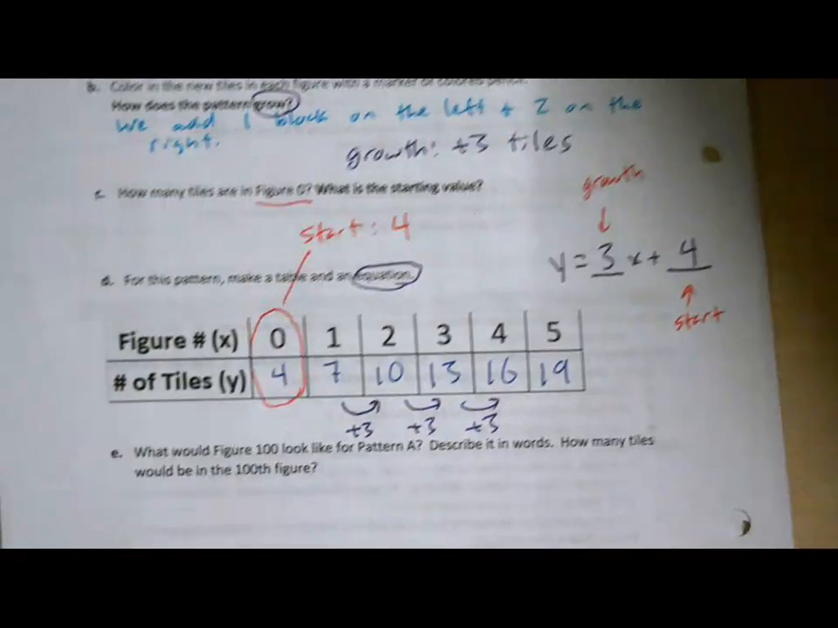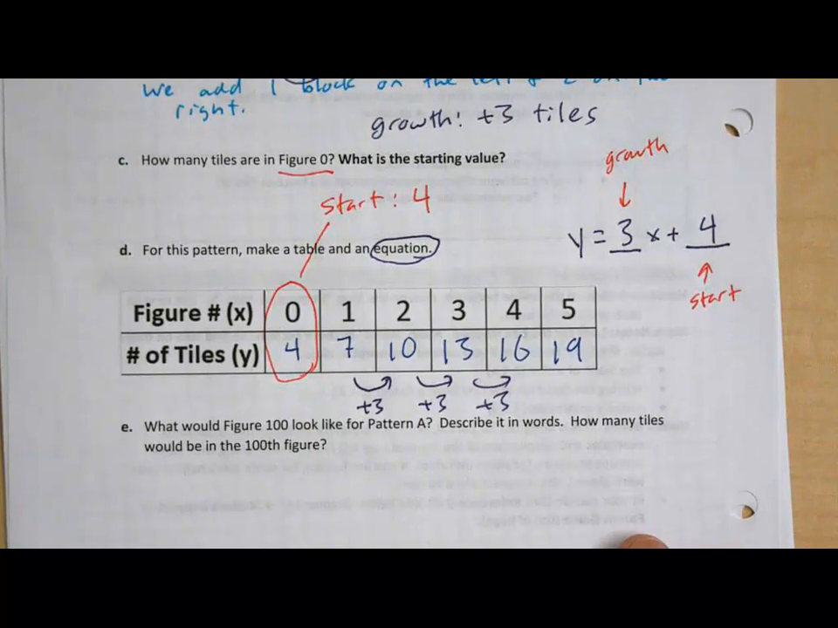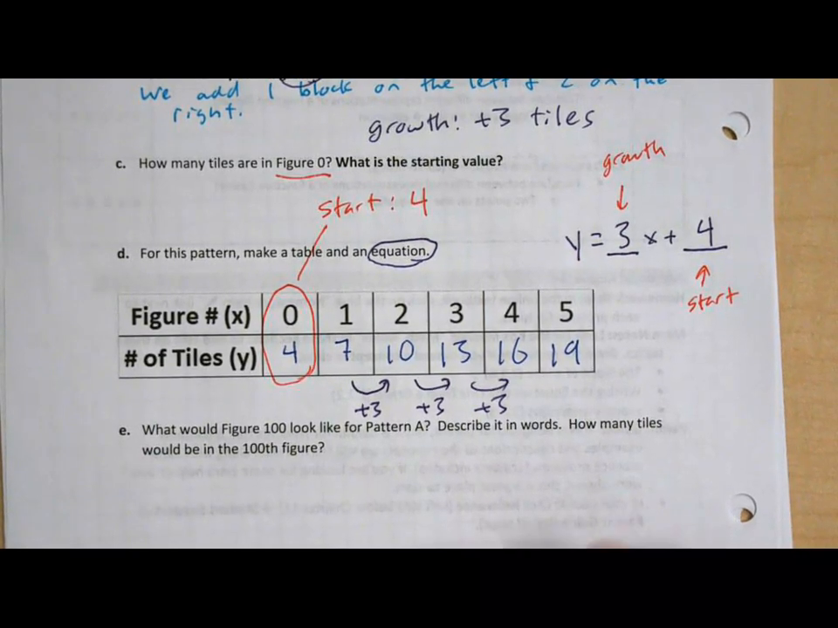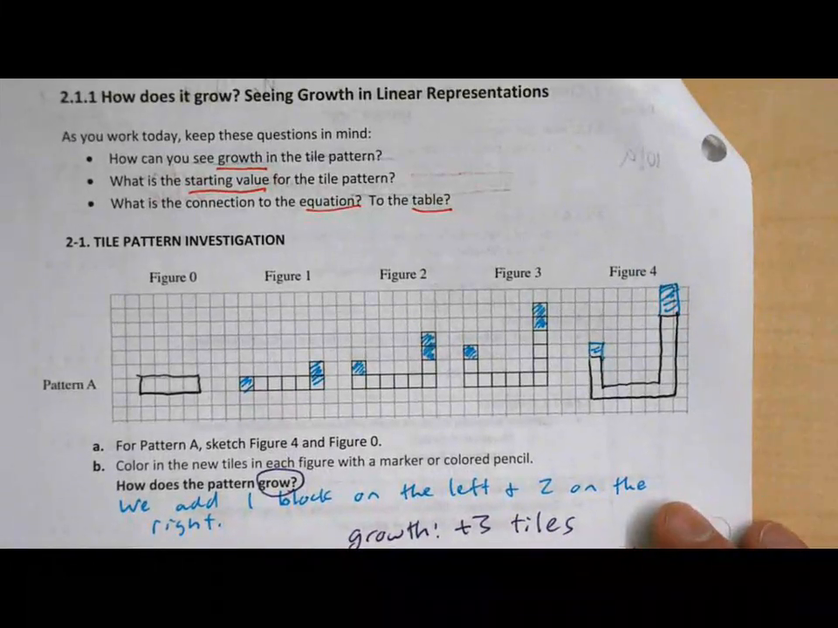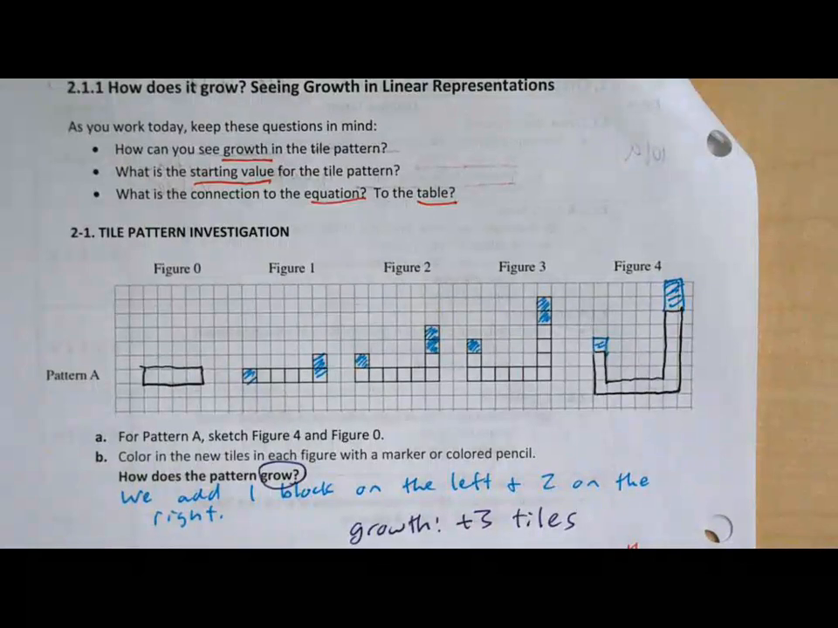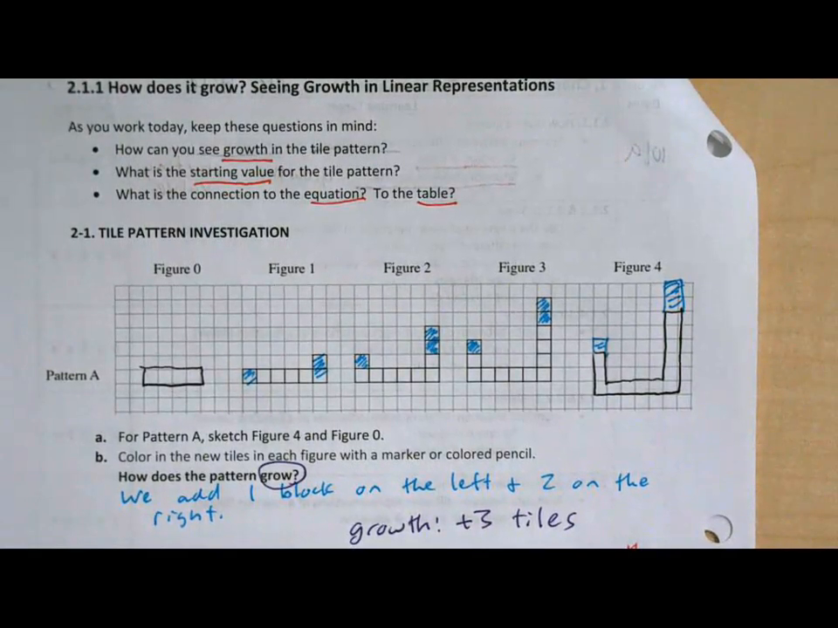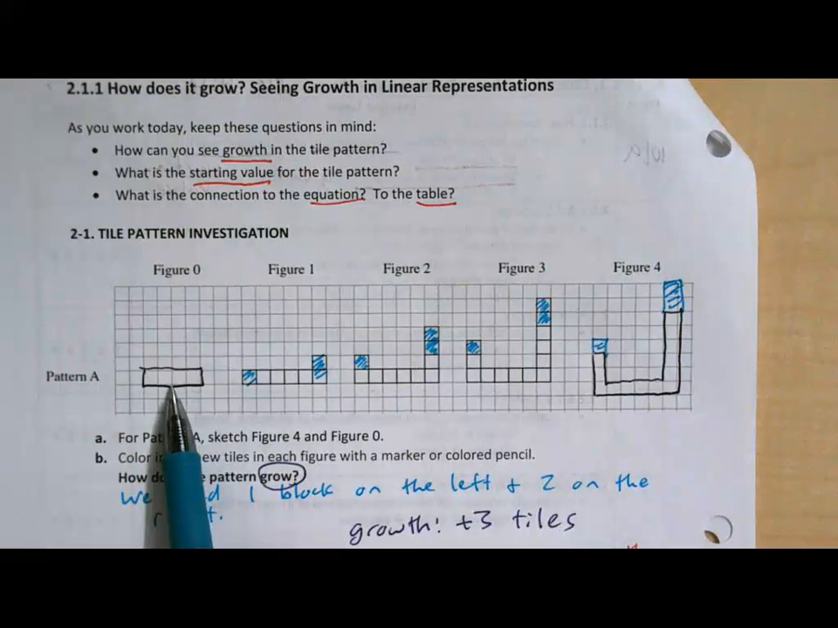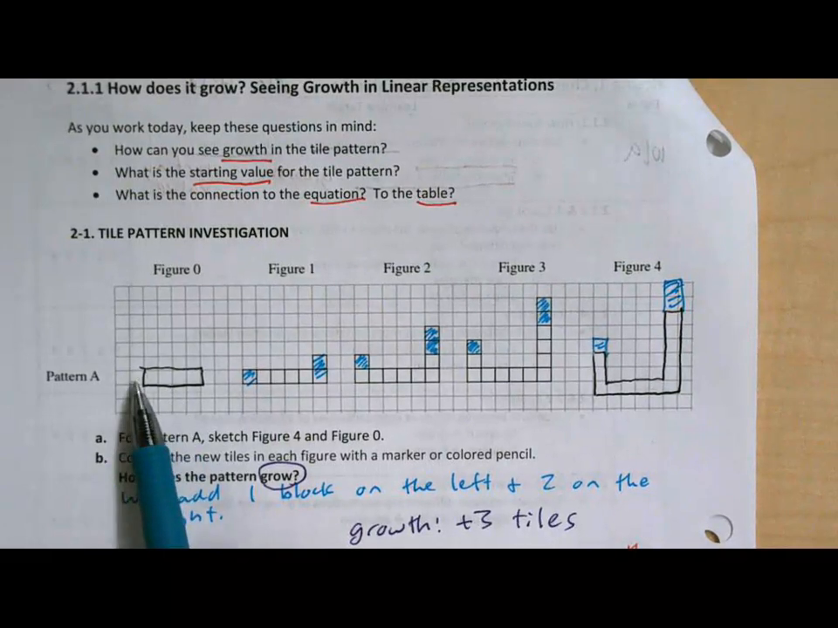All right, last question on this page, and then I'm going to have you guys do the next problem on your own. What would figure 100 look like for pattern A? Describe it in words, and then how many tiles would there be in the 100th figure? So if I were going to take this thing out and draw figure 100, what would it look like? If we started at figure 0 and we started building our 100th figure, how many tiles are we going to end up adding on this side to get up to the 100th figure?